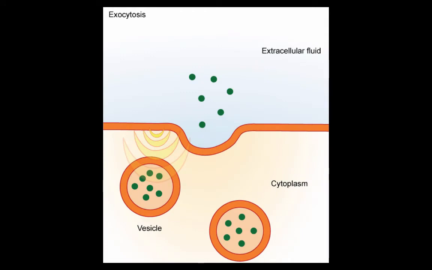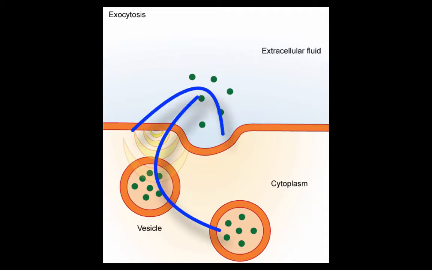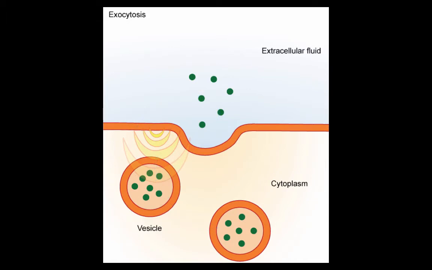Material can be brought into a cell, but material may also leave the cell. These items may be waste, but may also be products manufactured by the cell destined for other locations within the body, like hormones and neurotransmitters. The formation of membranous vesicles or vacuoles, often from the Golgi body, will fuse with the cell membrane, which will result in the contents being released into the extracellular space. This process is called exocytosis, where exo is Latin for outside.